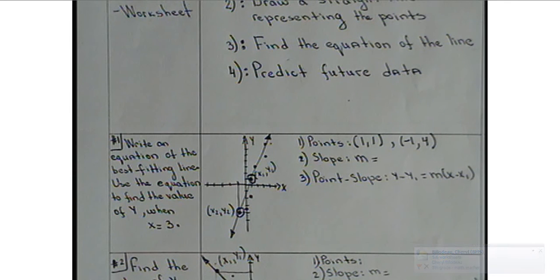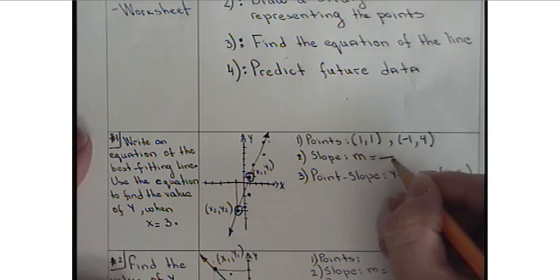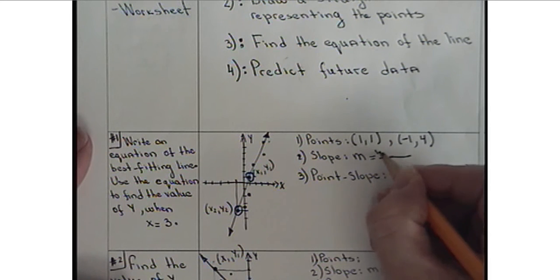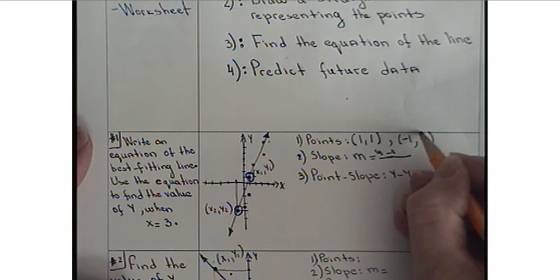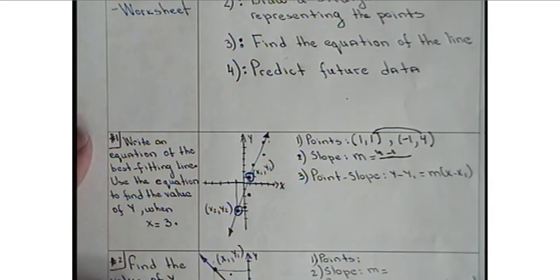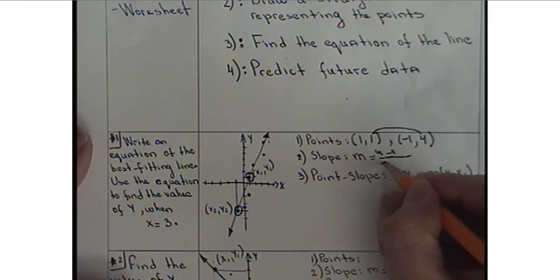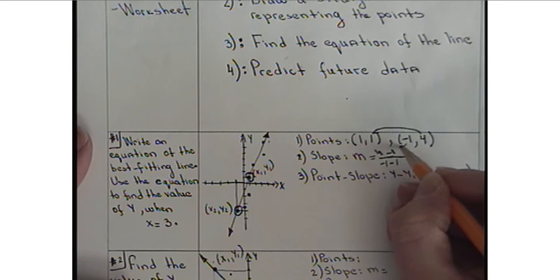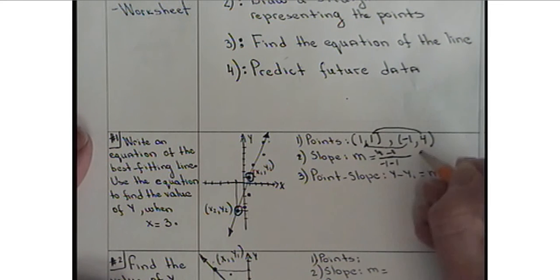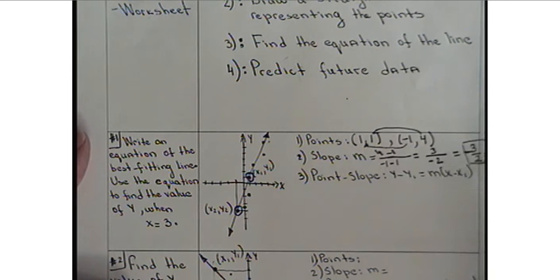We're going to use those 2 points to find the slope. The slope will be 4 minus 1, so y2 minus y1, over negative 1 minus 1, x2 minus x1. That will be equal to 4 minus 1 is 3, and negative 1 minus 1 is negative 2. So my slope is negative 3 over 2. That's what we calculate for the slope.